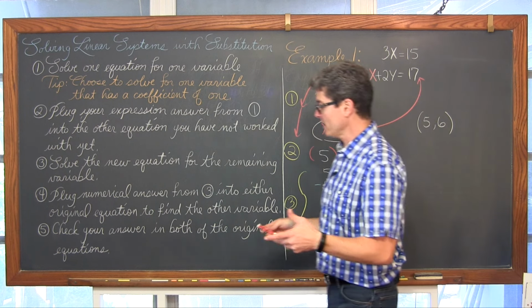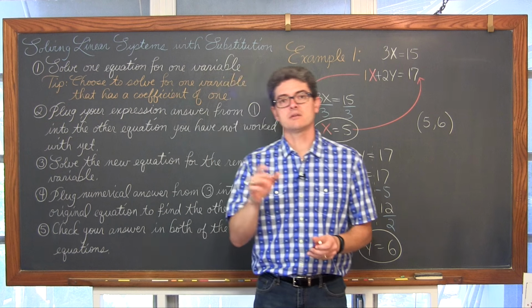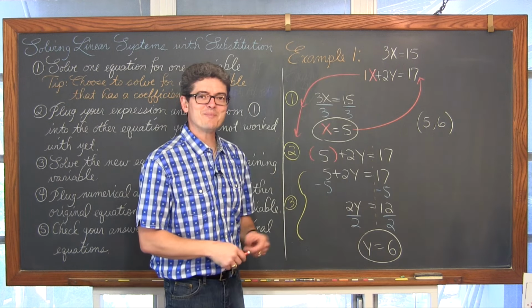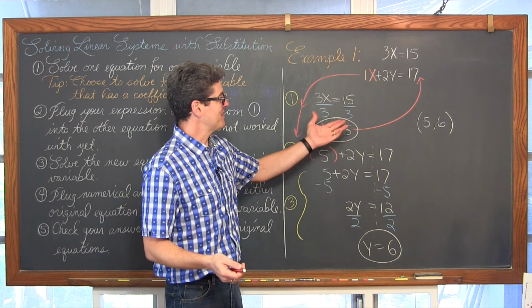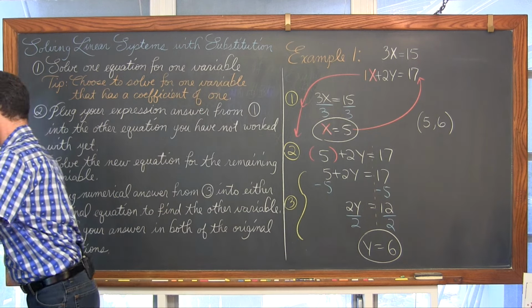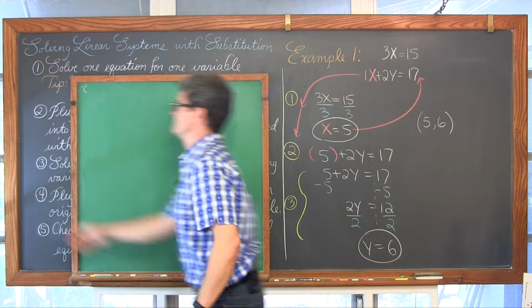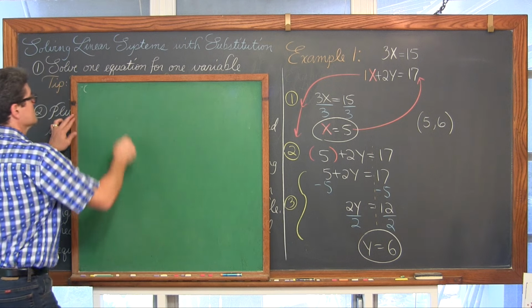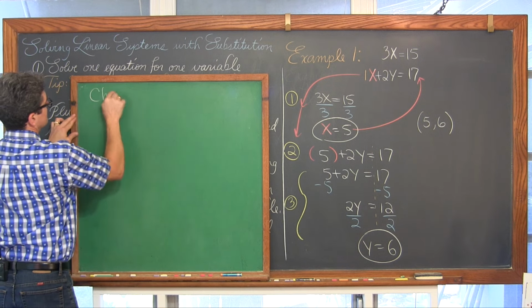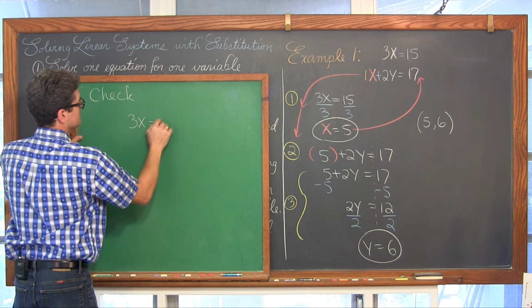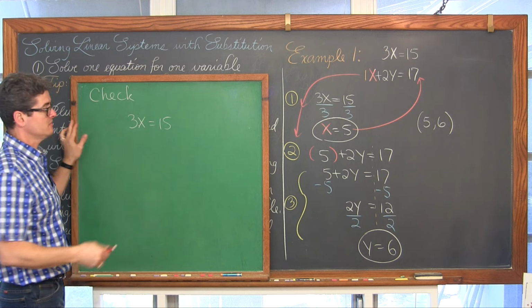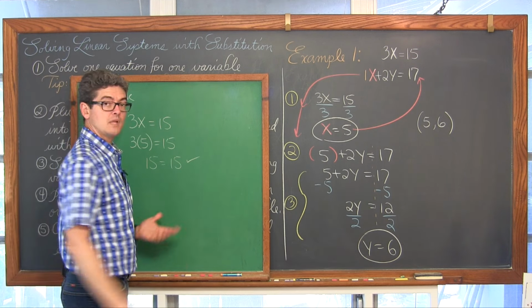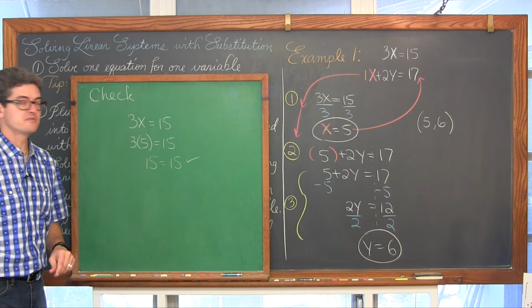Now, the really awesome thing about this particular type of problem is you can grade your own paper before you give it to your teacher. All you got to do to check that answer is plug it into each of the original equations. So our check, there's your first equation. We said x was supposed to be 5. And indeed we got 15 equals 15.